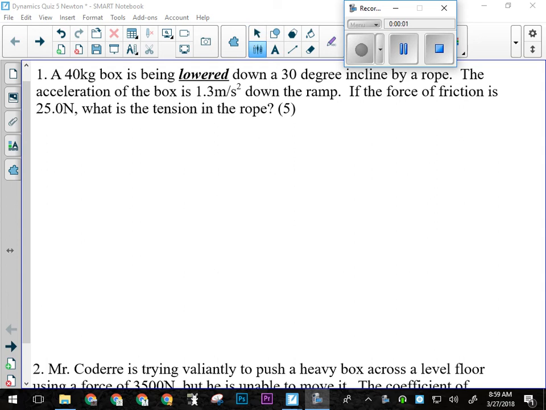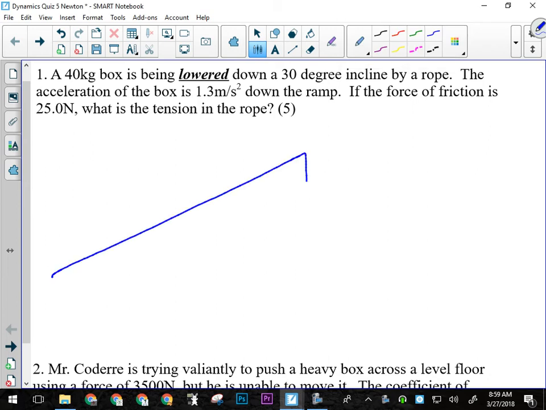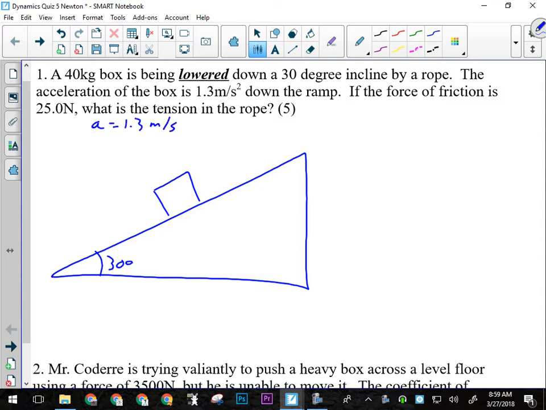Okay, watch and listen carefully here, guys. So we have an inclined plane in our first question here. And it's my favorite angle, 30 degrees. And the object is being lowered down the ramp, which means it's going down the ramp, but someone's pulling up on it to reduce the rate at which it slides down the ramp. Everybody follow me there? Okay, so we know that the acceleration of the box is 1.3 meters per second squared.